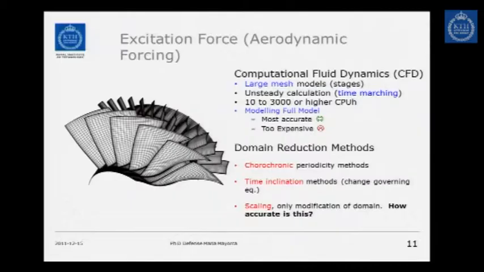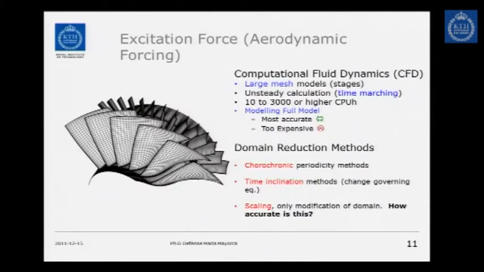It's not only one row, but you need to account for the stages which interact with each other. It is an unsteady calculation or time marching. It could be very small if you manage to reduce your domain and use specific boundary conditions in the interfaces that allow you to model only one sector. But it can be very large also, because you can model multi-stages.